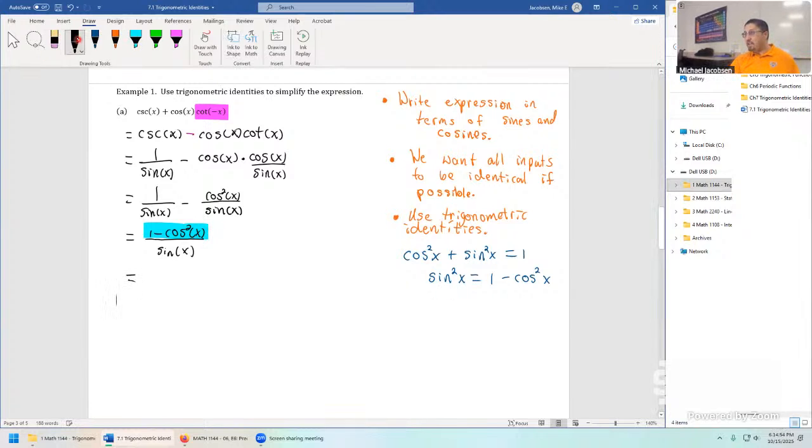So now we have sine squared x. Now it's starting to look like it simplifies a whole lot, right? This is sine squared x divided by sine x. Using properties of exponents, sine goes into sine squared, leaving sine. So this entire original mess, cosecant x plus cosine x times cotangent negative x, was just a clever way to write sine x in the end of the day.